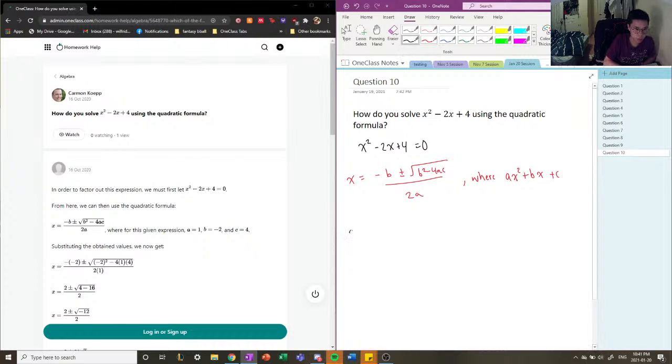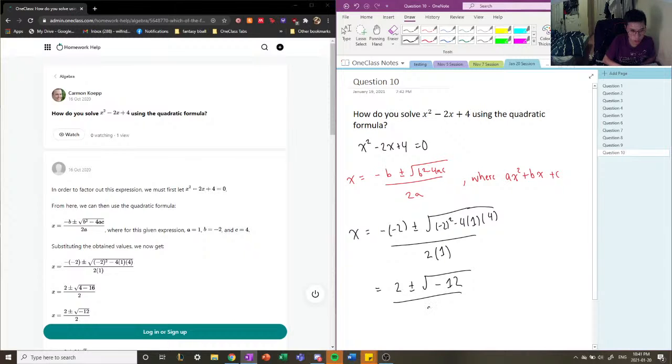Using this formula here, we have negative negative 2, plus or minus the square root of negative 2 squared minus 4 times 1 times 4, divided by 2 times 1. If we simplify this, we get 2 plus or minus the square root of 4 minus 16, which is negative 12, all over 2.